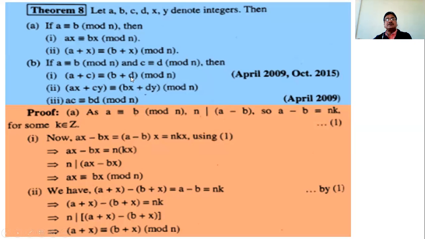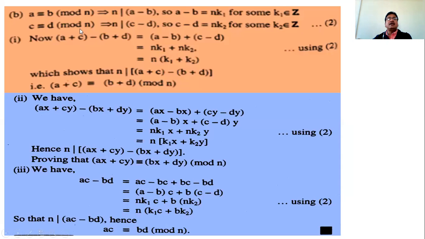a + c is congruent to b + d modulo n if n divides (a + c) − (b + d), and n divides (a + c) − (b + d) if (a + c) − (b + d) can be expressed in the form n times some integer. So we consider (a + c) − (b + d) and express this in the form n times some integer. After the effect of the negative sign, what do we have? (a − b) + (c − d).